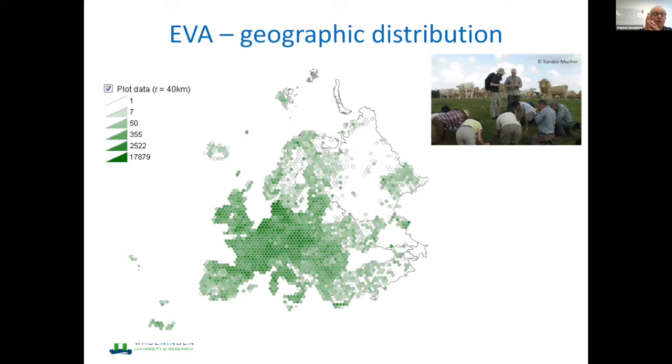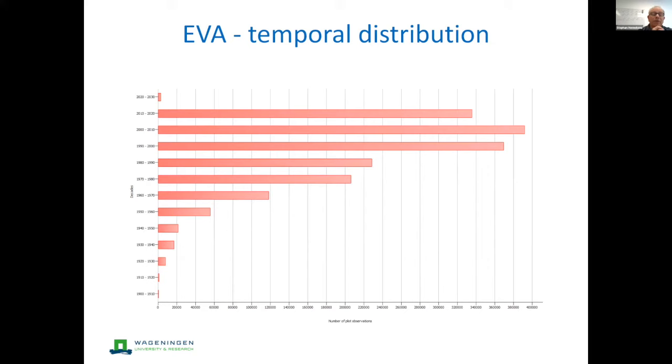So this is the overall distribution, the density map of the EVA database, so the geographic distribution. So Europe is quite well covered except for Scandinavia and the eastern part of Europe, where we have less data. And here you can see the temporal distribution. So most of the plots have been recorded after 1990, so more or less quite recent data. But of course, we also have very old data. Actually, the first recordings are from the beginning of 1900. So, as I said, we have a tradition of more than 100 years now.